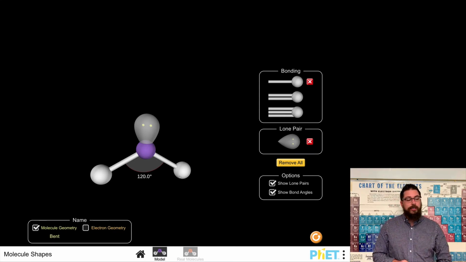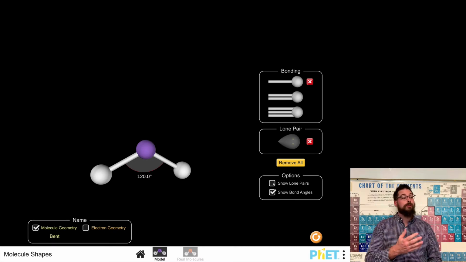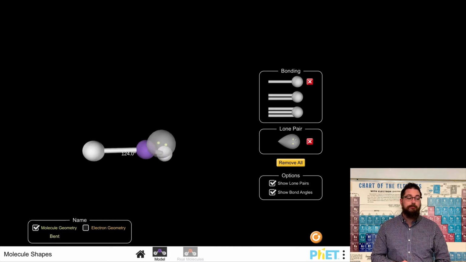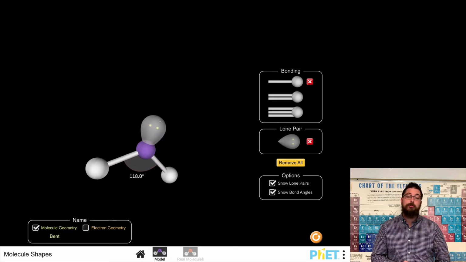The reason why is because these lone pairs are going to repel these bonded pairs. And so I'm gonna take off the lone pair. There are lone pairs there, but if you don't show the lone pairs, this is the shape that it makes. All right. So when we have two atoms, we either have linear or bent. Those are our two options with two atoms. What if we have three atoms?